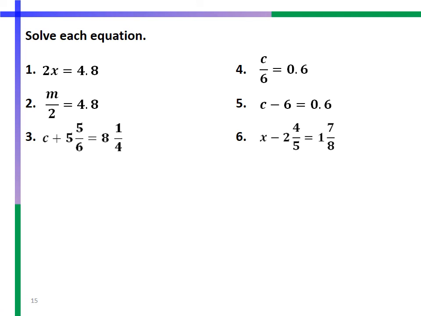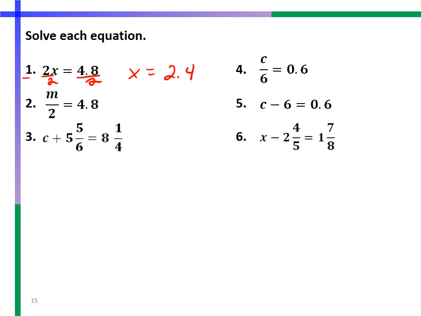We want to solve each equation here. And so here we have one-step equations. And we have to figure out what the variable equals in each situation. So for number 1, 2 times a number is going to give me 4.8. So the way I solve this is I divide both sides by 2. And in my calculator, since you are allowed to use it for this one, 4.8 divided by 2 gives you 2.4.